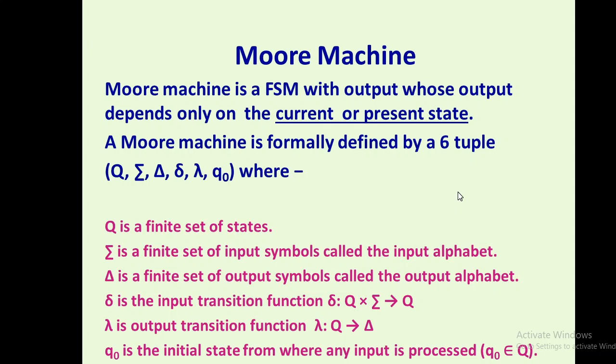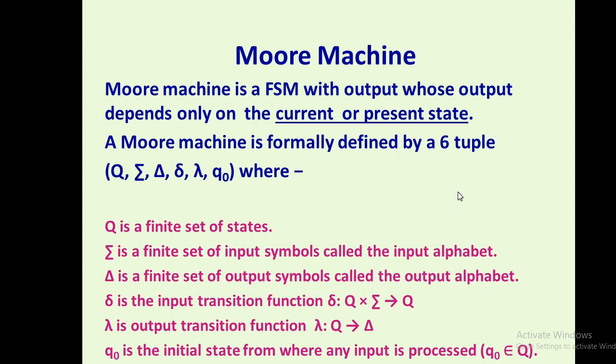A Moore machine is a finite state machine with output whose output depends only on the current or present state. As we all know, in a DFA, when a string is given as input, if the string ends in a final state, then it is valid, otherwise it is an invalid string. A Moore machine is also a DFA, but it generates output for every given input. We will see it with an example later on. First, we will define the Moore machine.